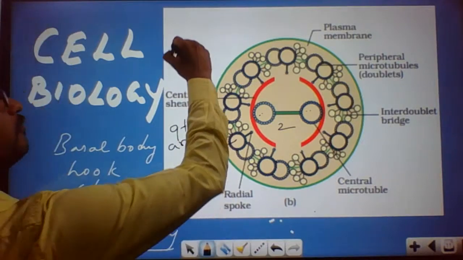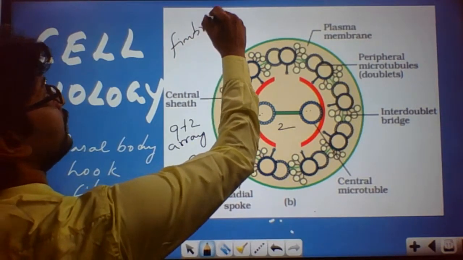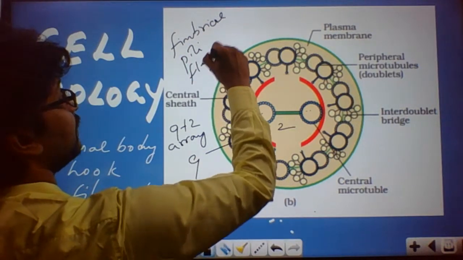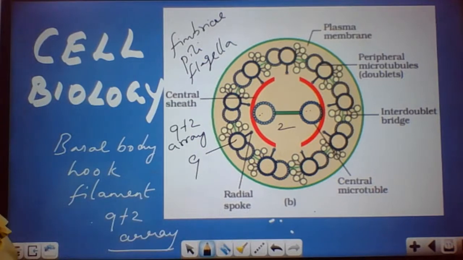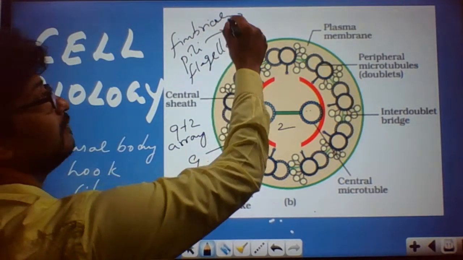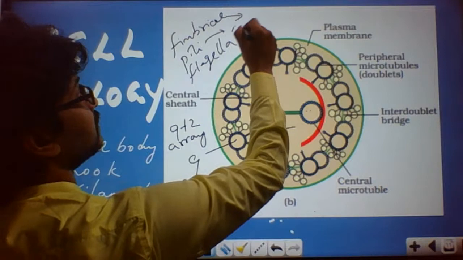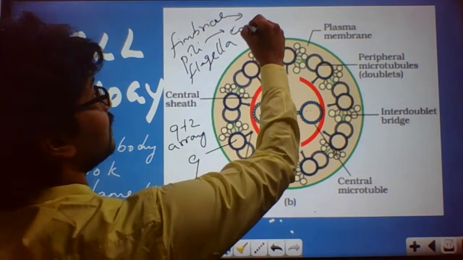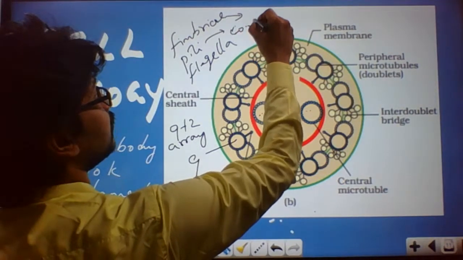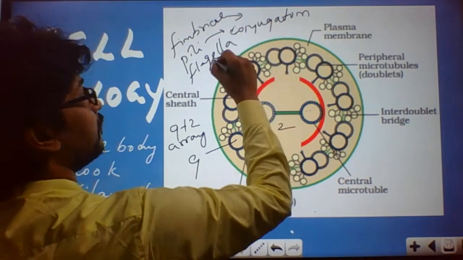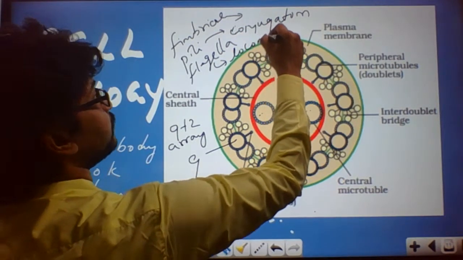This we could see in the case of fimbriae, pili, and flagella, but each has different functions. What is the main function of fimbriae? It's attachment actually. Fimbriae is for attachment. Pili plays an important role in conjugation. You study conjugation there, F plus and F minus. So this is for conjugation. The pili plays a very important role. Flagella is for locomotion.